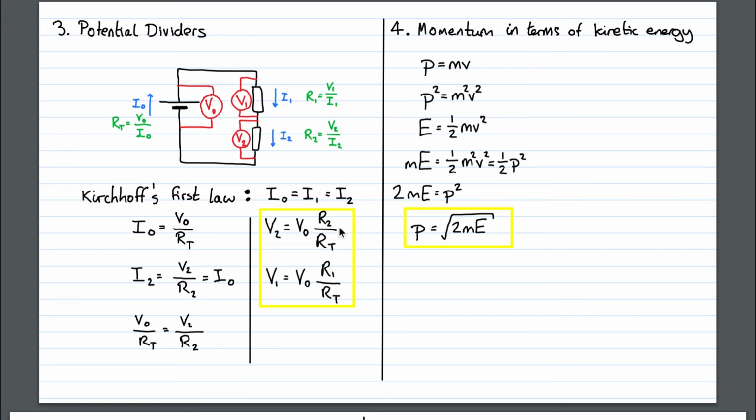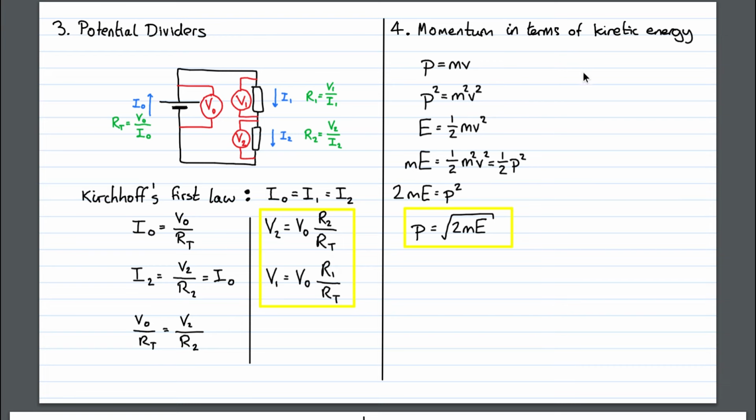You could do exactly the same thing for the top resistor, for resistor 1, and you get this expression. That is to say that the potential difference across the bottom resistor is equal to the total potential difference across both multiplied by its share of resistance, and the same for the first resistor.